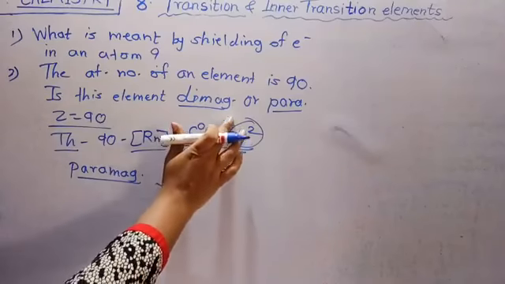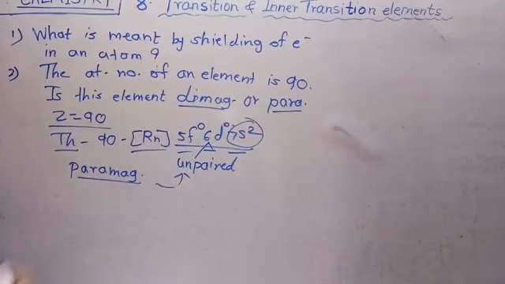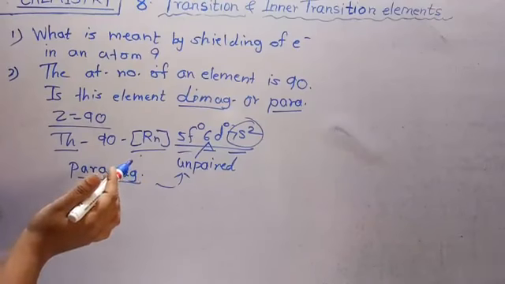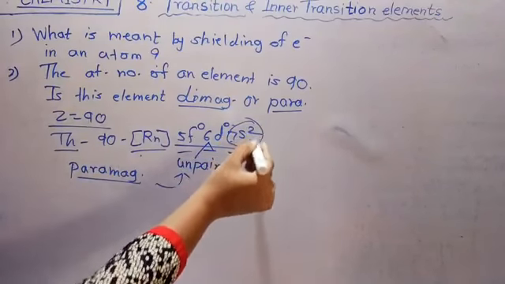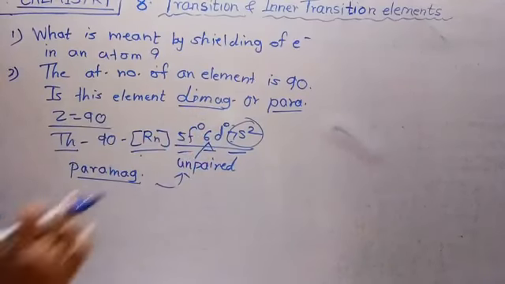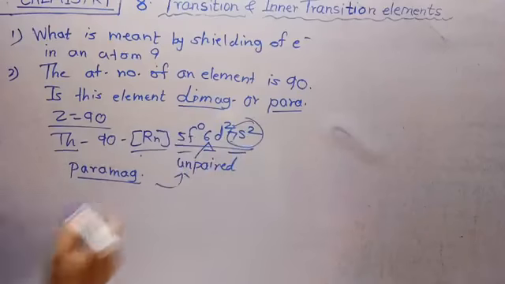If there were no electrons in 6d, that is 6d0 and 7s2, then radon is the noble gas with a completely filled electronic configuration. Then 7s2 has a pair of electrons in the s orbital, which means there is no unpaired electron, and you would say that atom is diamagnetic in nature. But for thorium-90, there are 2 electrons in 6d, so it is paramagnetic in nature.